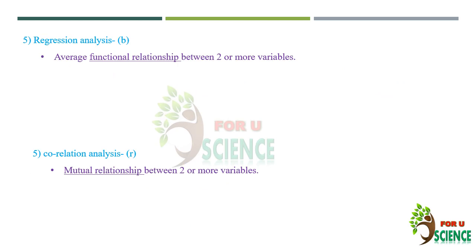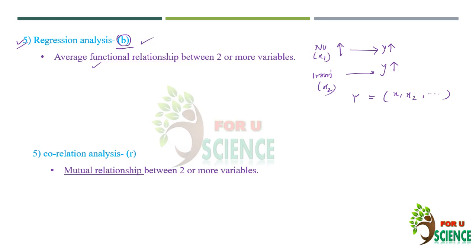Here another important terminology is regression analysis. We can define it as b. It represents the average functional relationship between two or more variables. That means if there are two variables, like nutrient, which we can say is x1, and irrigation, which is x2. If we increase the nutrient, there will be an increase in yield. If there is an increase in irrigation, yield will also increase. So you can say that the yield component is dependent on x1, x2, like different factors. This functional relationship we can define as regression analysis.